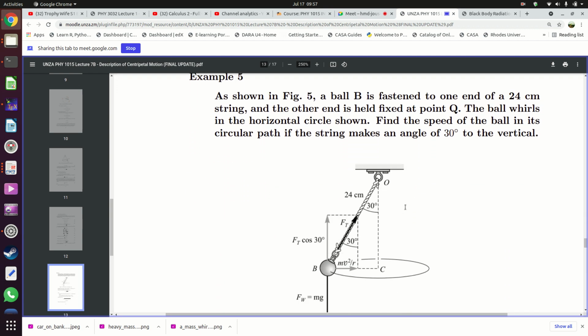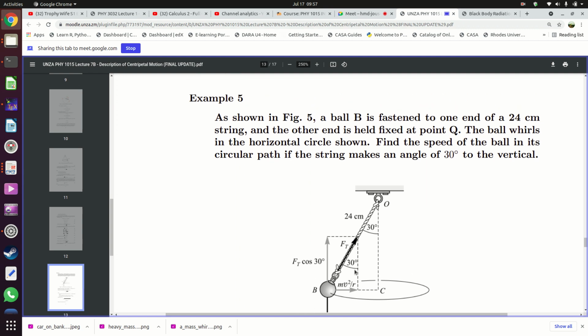Okay, so with this expression, we can work out an example, which is what you have here. Example number 5. As shown in figure 5, a ball B is fastened to one end of a 24 centimeter string, and the other end is fixed at Q. The ball whirls in a horizontal circle. Find the speed of the ball in each circular path if the string makes an angle of 30 degrees to the vertical. So basically, this is the same problem we have been trying to work out.